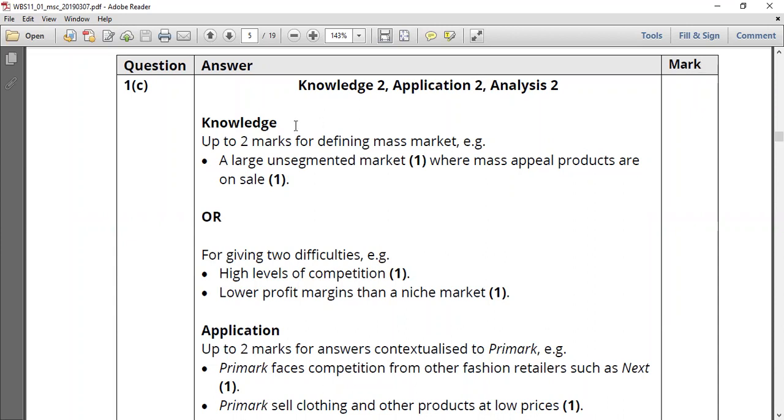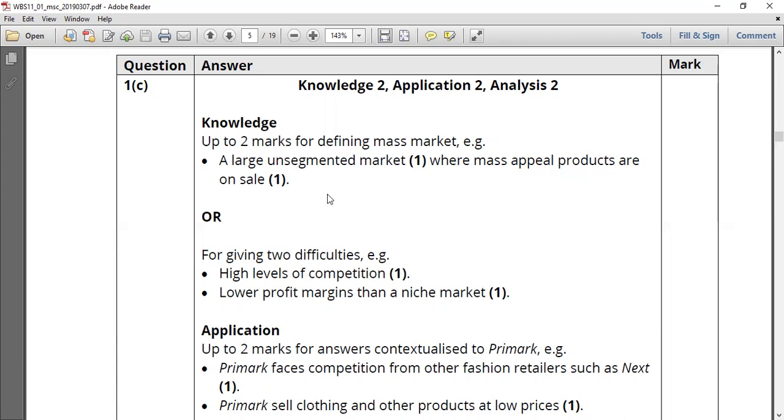Either you can start with the definition, or you can point out the two difficulties, two limitations or two advantages, and then develop those points. Even the examiner recommends the second method. So it's your option anyway. If you know the definition of a mass market when given a 6 marker question, definitely you can go ahead with your selected option. Nothing to worry. So here, the mass market definition is a large unsegmented market where mass appeal products are on sale.